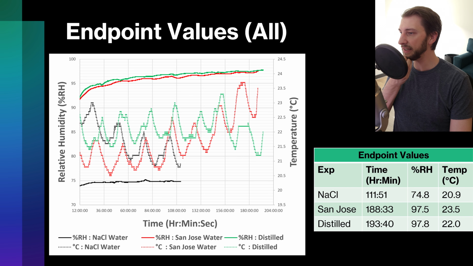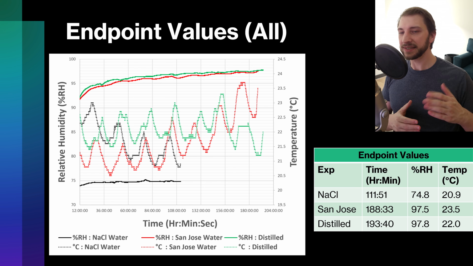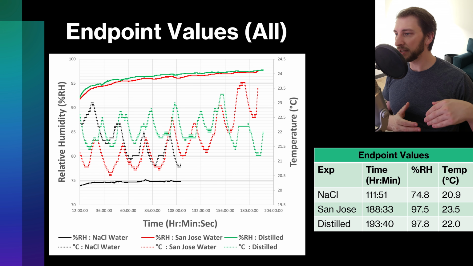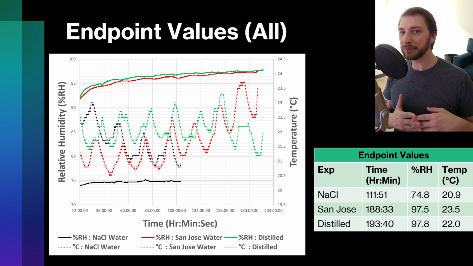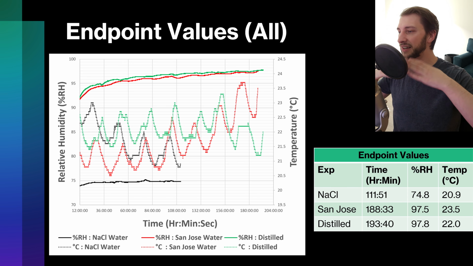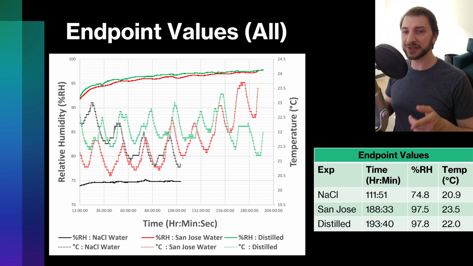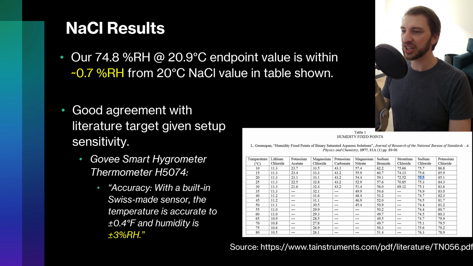And here is a couple days. Now that we're on the order of days, you can see the temperature fluctuations of my apartment, right? And then you can see the temperature dependencies of percent relative humidity, because that shows up as fluctuations there as the temperature changes. I captured the endpoint values in this table. So let's look at the data.